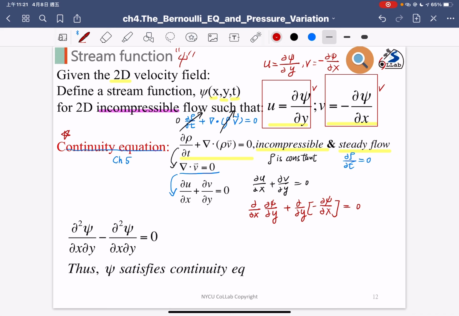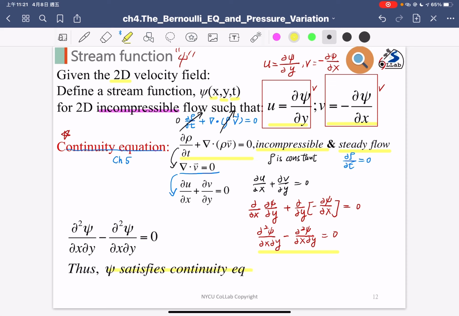And you reorganize the equation: the second derivative of the stream function with respect to x and y, minus the second derivative of the stream function with respect to x and y, will equal 0. Okay, so you see in the equation shown here that the two items are the same. So minus will equal to 0, right? That indicates our stream function satisfies the continuity equation.